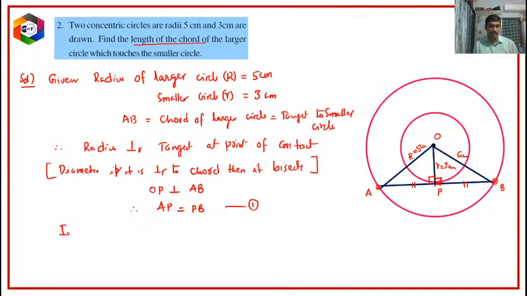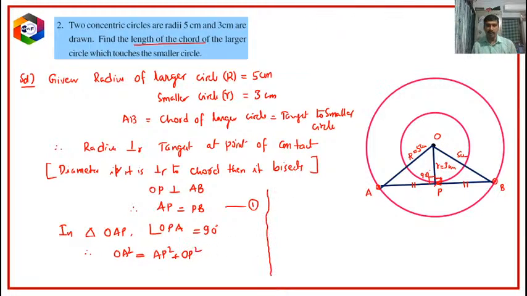Now let us consider the triangle. In triangle OAP, angle OPA is equal to 90 degrees. If you know this angle is 90 degrees, then by making use of the Pythagoras theorem. What does the Pythagoras theorem say? The square of the hypotenuse, that is OA square, is equal to the sum of the squares of the remaining two sides, which is AP square plus OP square.